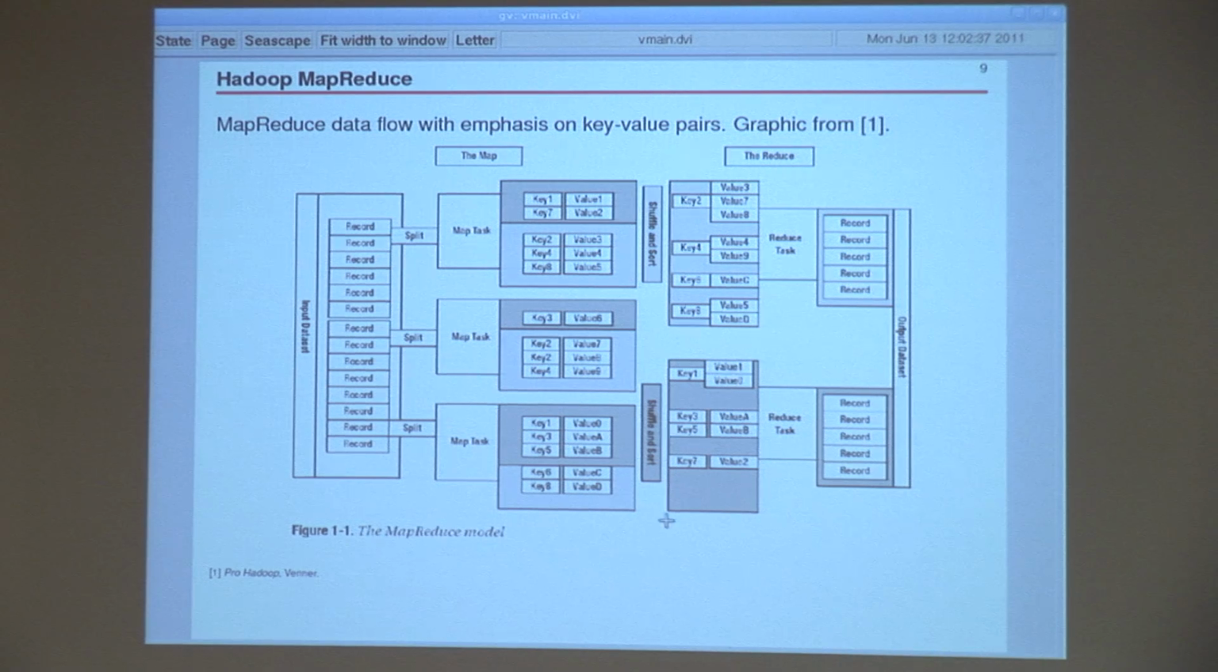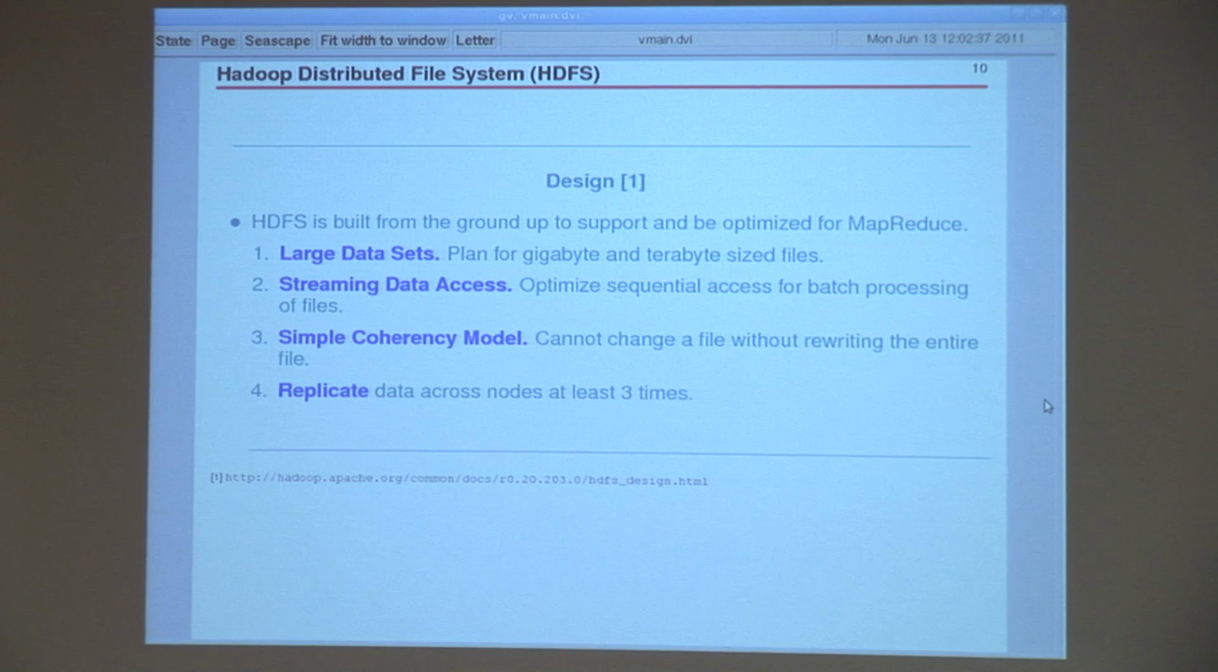And key 1 is nowhere else. It's only worked on here. It's only worked on by this reduce task. And so this reduce task will get to see all the values associated with this key. And then it will output some records. So that was MapReduce. I'm done talking about that until we talk about RIPE. Are there any questions?